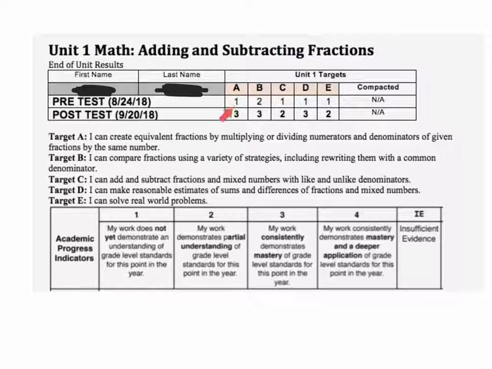So the first thing to do with your kid would be to celebrate any areas where they made growth, the targets that they made growth. And again, here are the progress indicators from the report card. But if you look down below on this sheet, you're going to see a bunch of work that I've done to try to share the process with you and the student. So let's take a look at that.